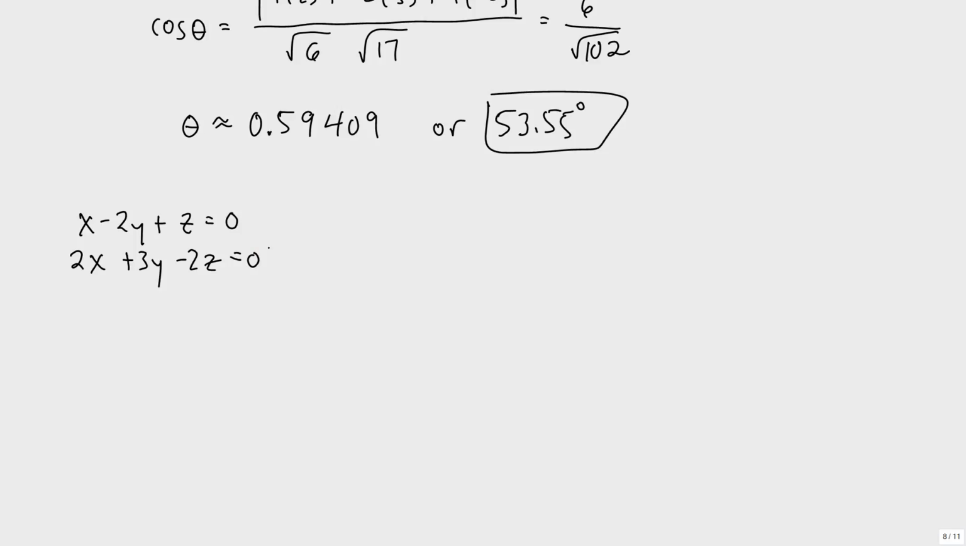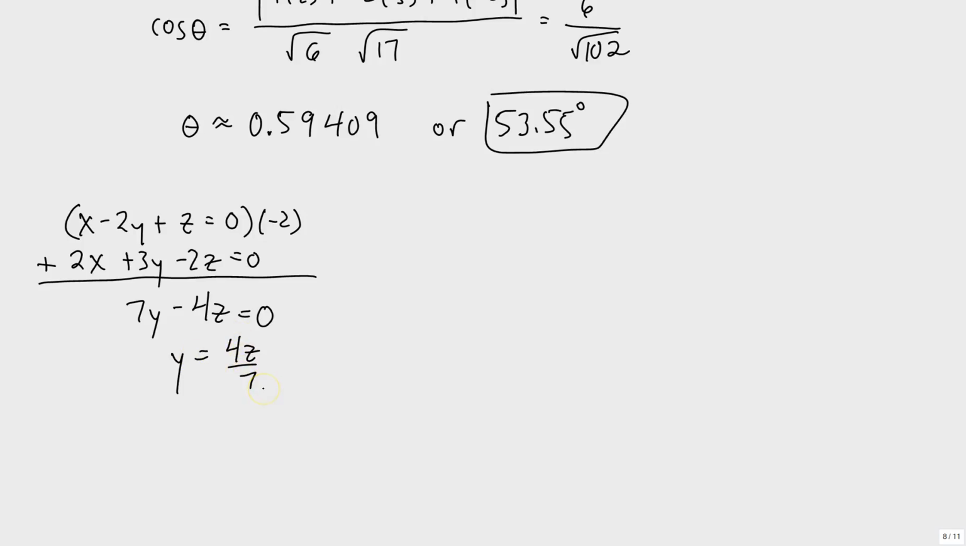We want an x, y, and z, a collection of x, y, z that solve both, because they need to be on both planes. In other words, we need to solve this system. So if we multiply this top one by negative 2 and add, so let's do a little elimination here to solve the system, we'll get 7y minus 4z equals 0, or in other words, y is 4z over 7.